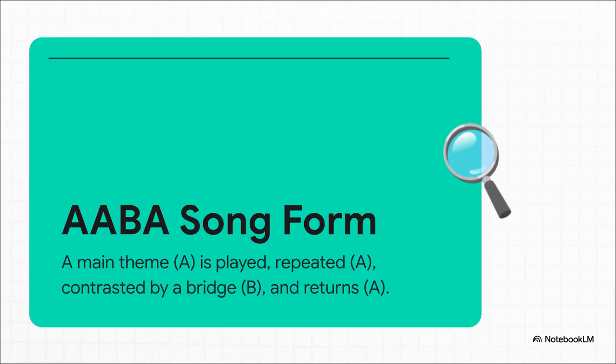A classic jazz roadmap is the AAB song form. It's a 32-bar cycle, and look, it's built with our old friends repetition and contrast. You play the main theme, the A section. You repeat it. Then you go to a different place, the contrasting B section, called the bridge, and then you come back home to A. And that whole cycle just repeats, giving every musician a solid foundation to build their solos on.